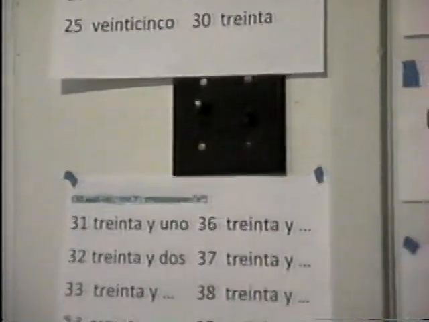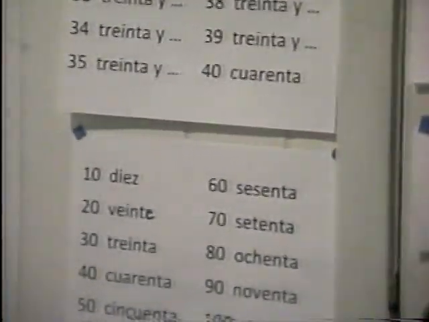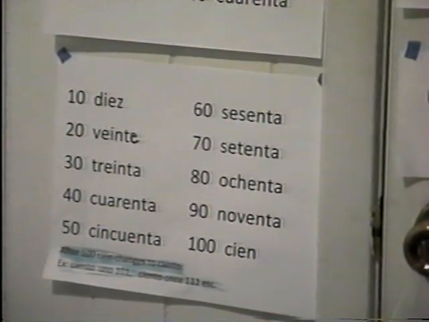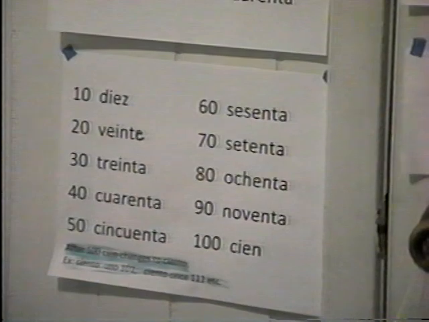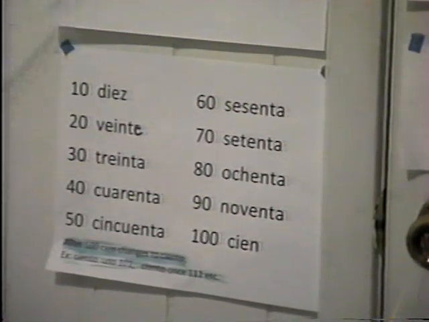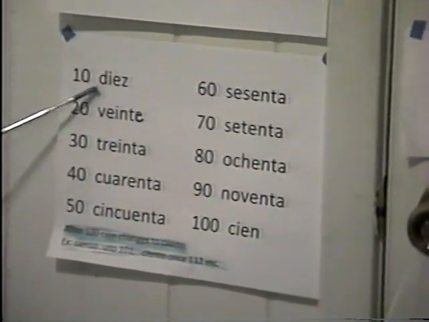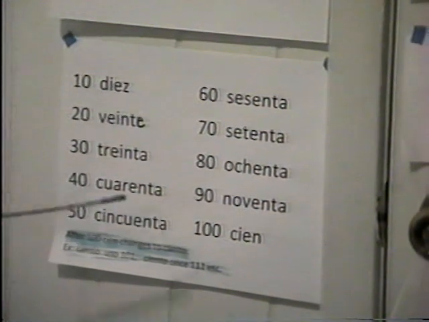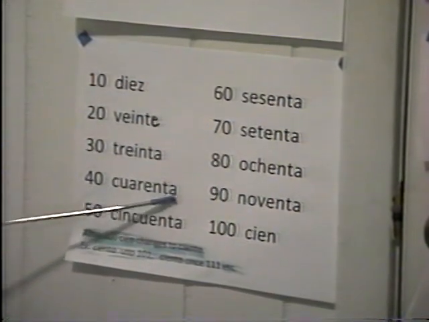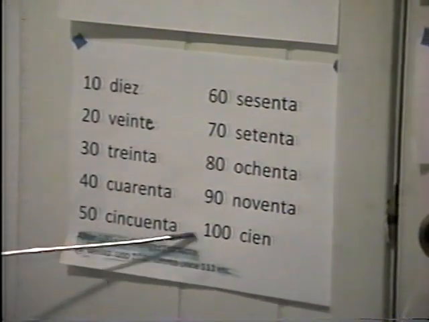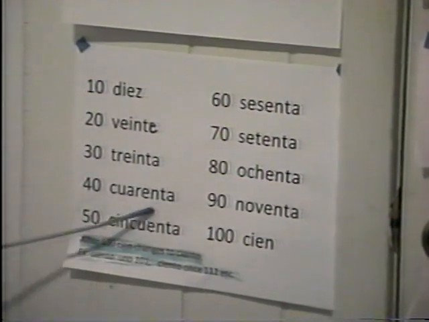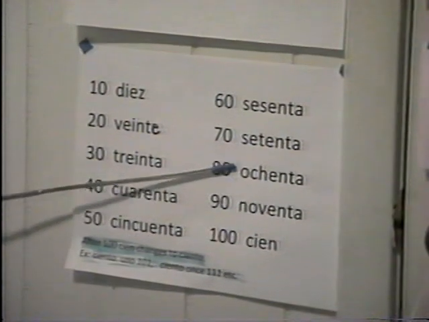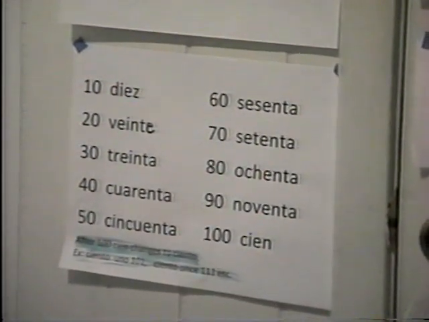Would you count to 100 by tens, please? Right down here at the bottom. See it? Come down here at the bottom. Start all over, please, very slowly. Diez what? Diez. 20. 30. 40. 50. 60. Okay.